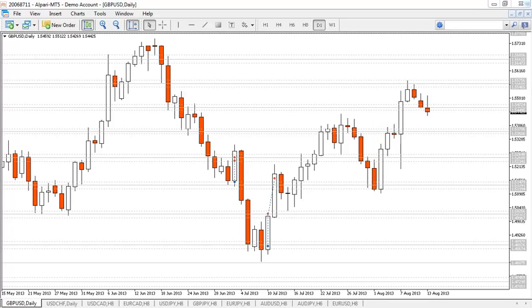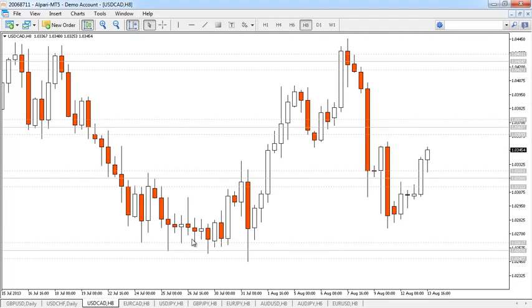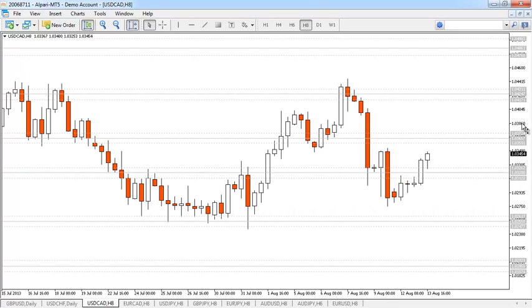Now let's take a look at, I believe, a USD CAD trade. Here we go. Yeah, we'll highlight it from there. Okay, so this ended up being quite a good trade actually.